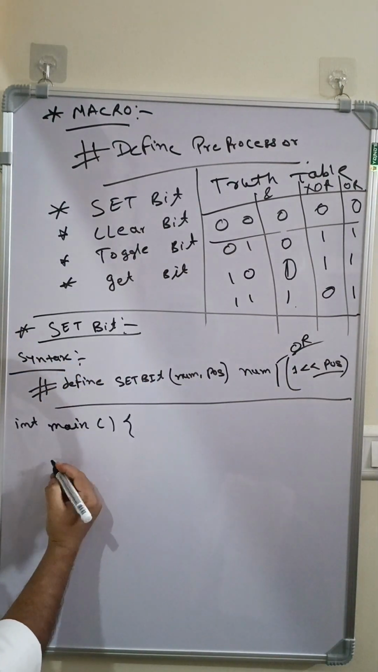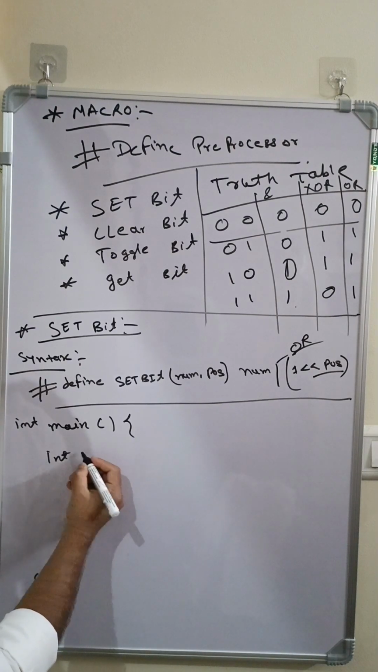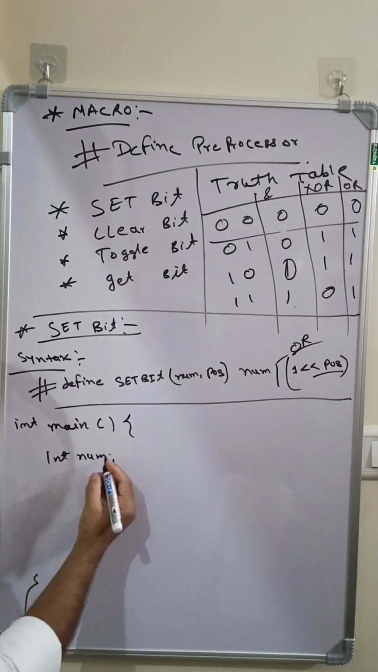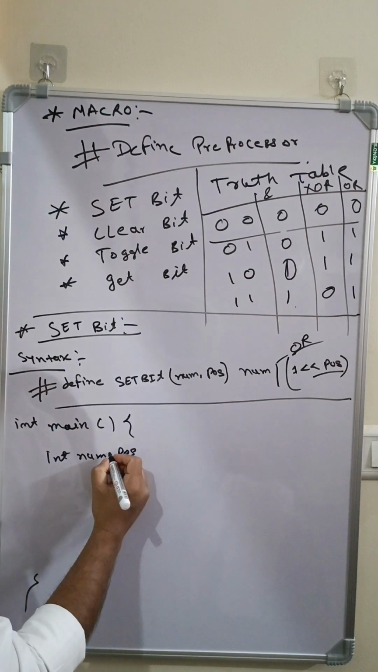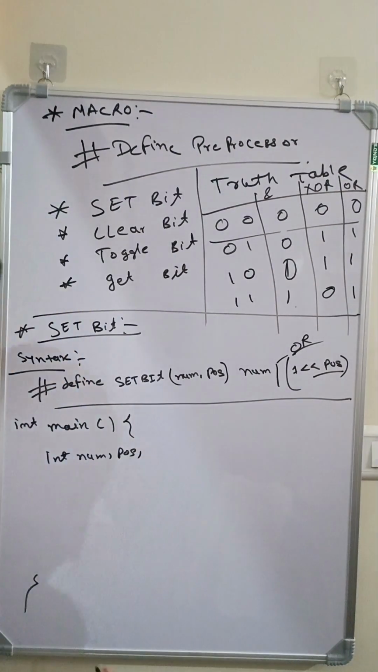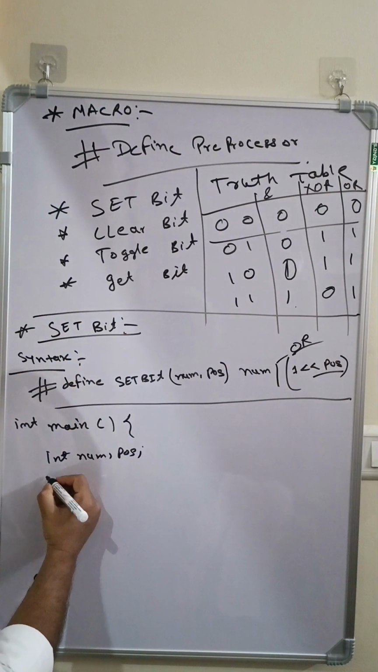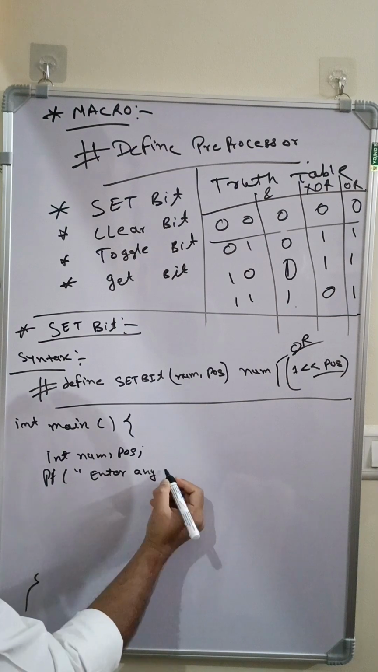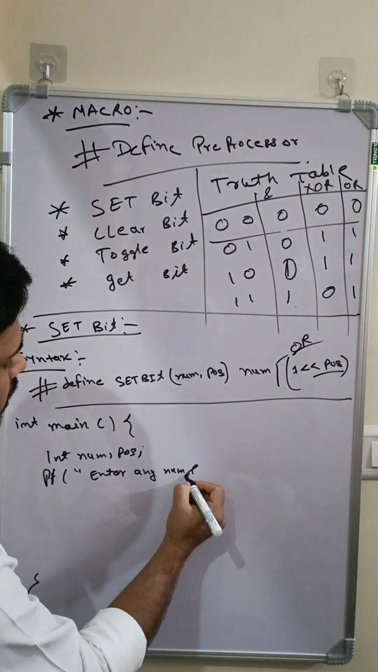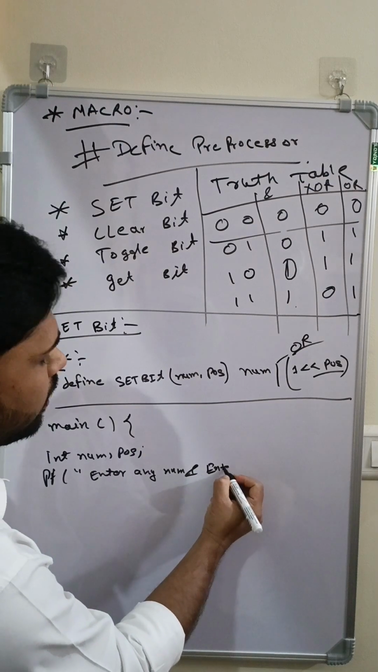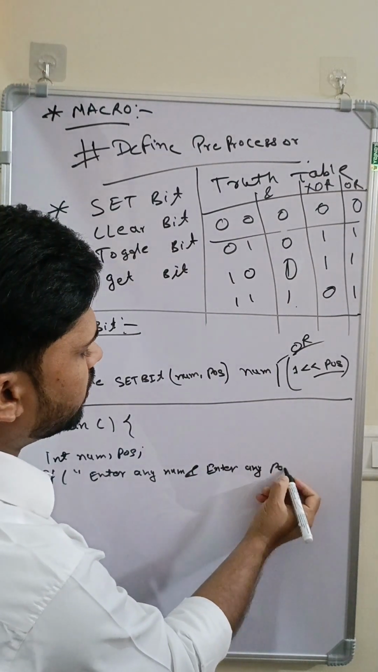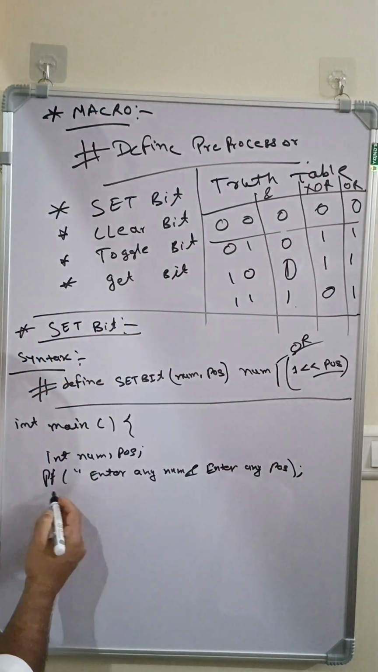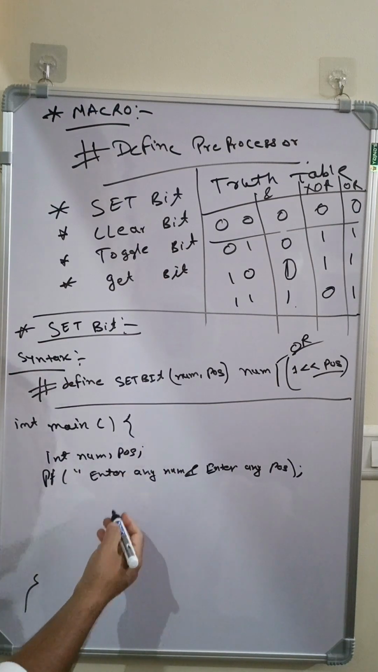Okay, so we will write main here. If you want the user to give the number and position, you have to take the number and position from the user. Okay, so first printf: enter any number and enter any position, close. Then for this input, we have to scan the number and position.